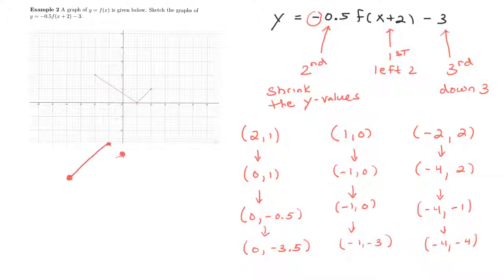So when I connect these dots, I get my graph, and that makes sense. It was reduced by a factor of 1/2, it reflected, and it moved left 2 and down 3 places.